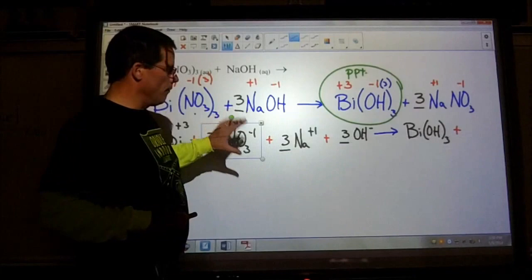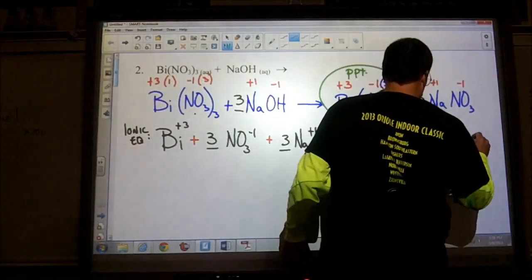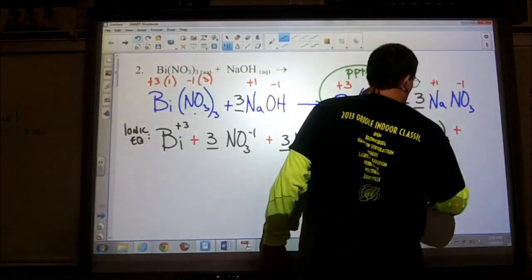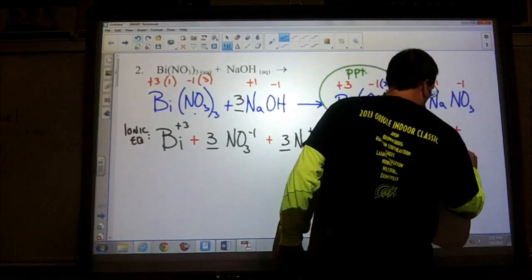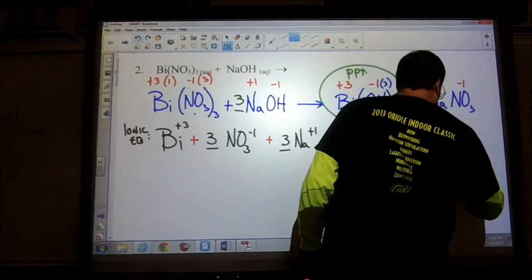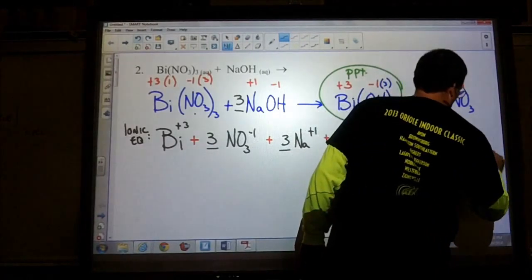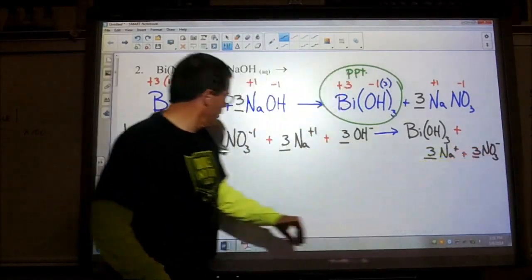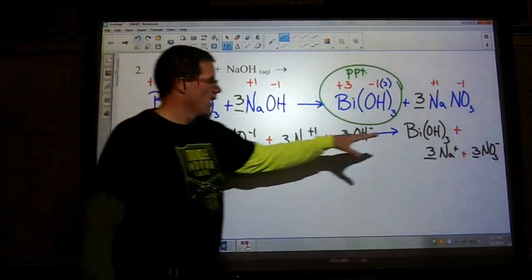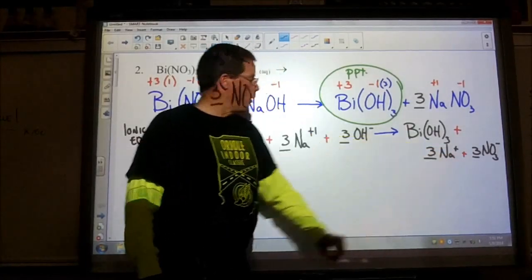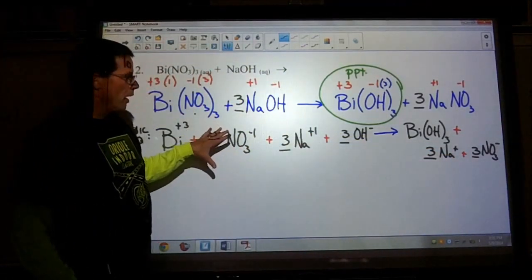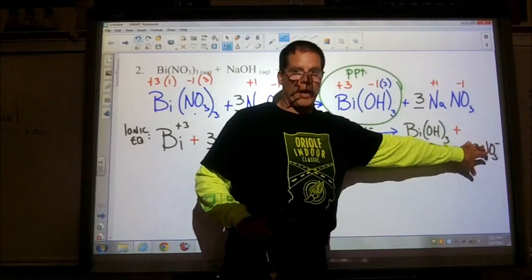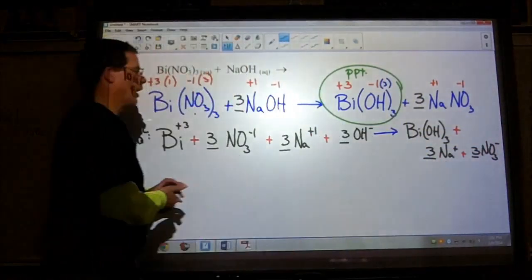And notice that since I have 3 sodiums, and actually I'm running out of room here, but I'll put, whoops. I have 3 sodiums, 3 sodium ions, and 3 nitrate ions. Since I have 3 sodium, 3 nitrate, 3 sodium, 3 nitrate, these are considered spectator ions. In other words, they started off as sodium and nitrate ions in 2 separate containers, and they finish as 3 sodium and 3 nitrate ions together because they're not reacting or forming anything new.